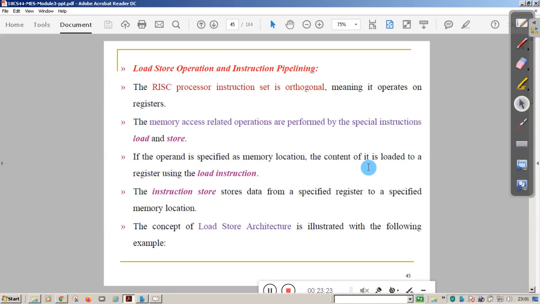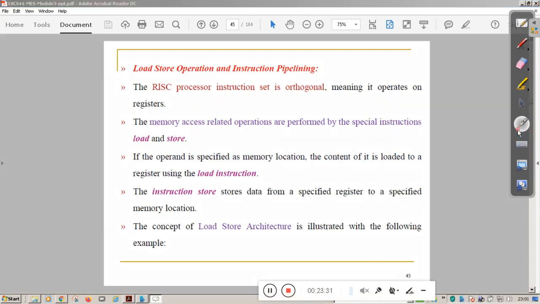So the next one is load store operation and instruction pipelining. RISC processor instruction set is orthogonal, which means it operates on registers. Most of the time, the RISC processor operates on the register, so memory related operations are very less.